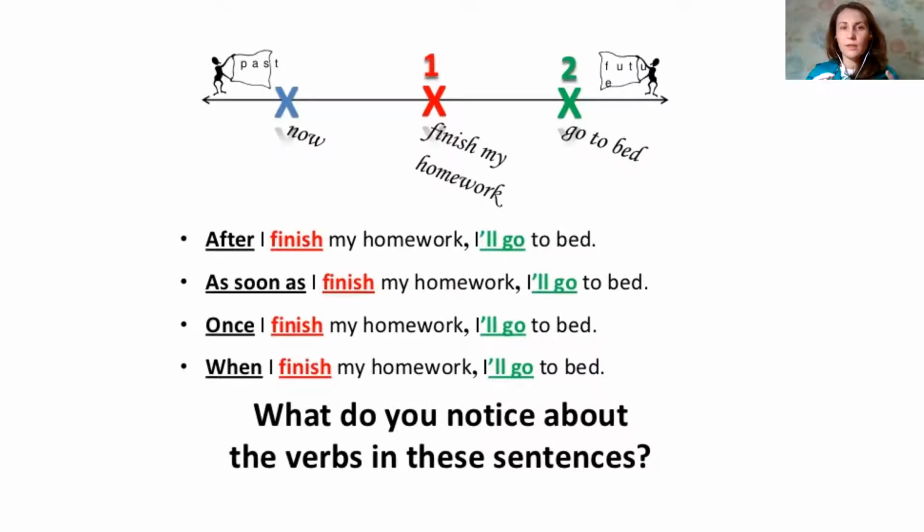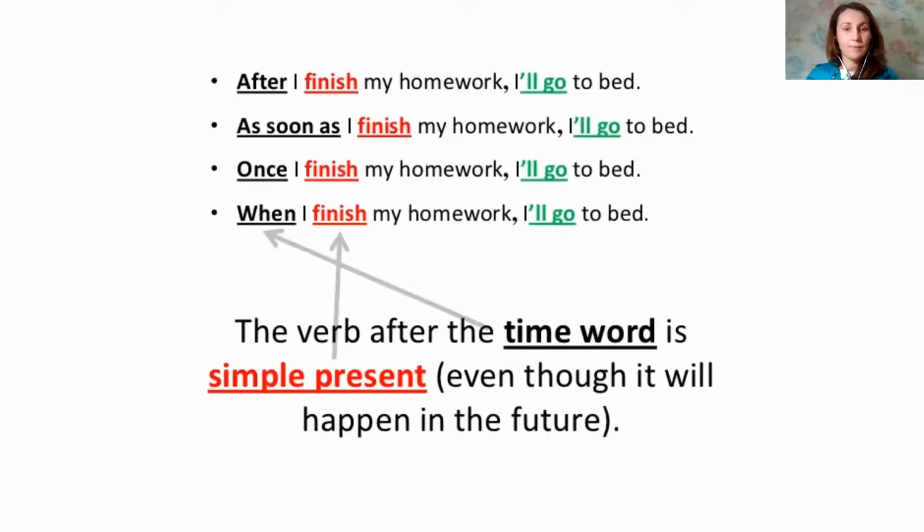In all of these sentences, I do speak about the future, not present, but take a look at the red verbs. And what do you notice about the verbs in these sentences? Exactly. The verb after the time word is present simple, even though it will happen in the future. So after I finish my homework, I'll go to bed is about the future, but I use present after the time word.